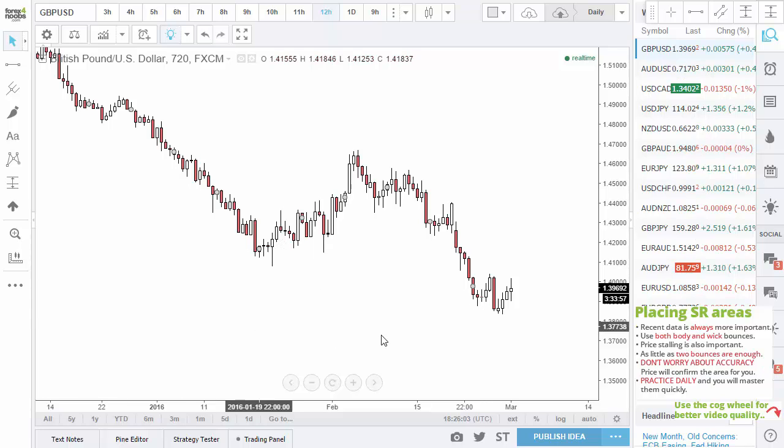Both of them are important. I tend to place my support resistance areas around the body bounce more so than the wick bounce, but I'm also willing to place it around the wick bounce.